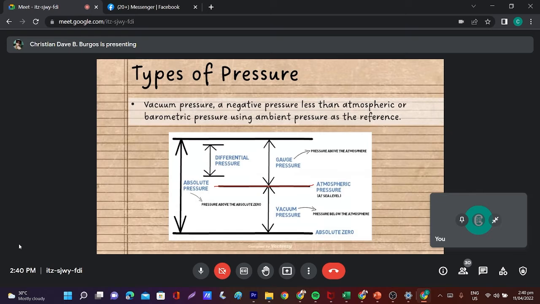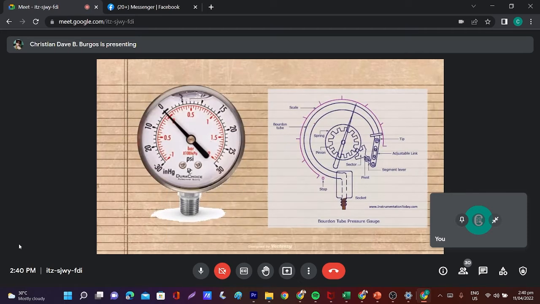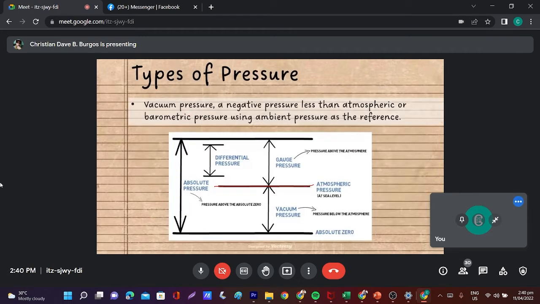Yung from the atmospheric pressure, papunta po siya sa absolute zero kasi nga vacuum. Then, same lang din nung kanina ng measure instrument, below po sa atmospheric pressure po.